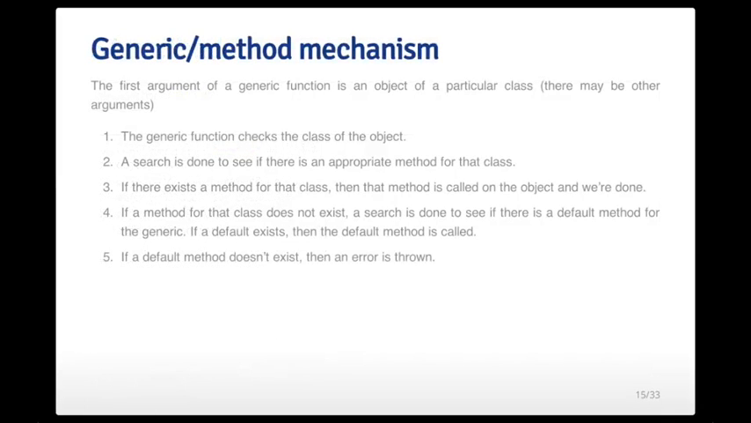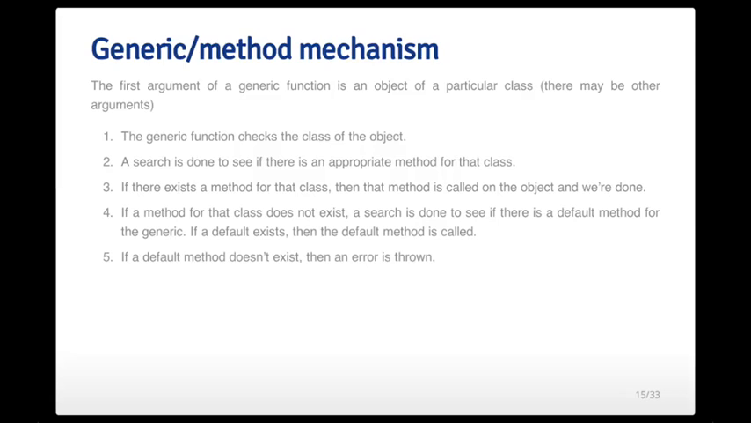The basic mechanism by which generic functions and methods interact with each other goes as follows. The first argument for any generic function is an object of a particular class. There may be other arguments, but the first argument is important. The way the process works is that the generic function will check the class of that object. It will essentially do a search to see if there is a method that is specific for that class. If there is a method for that class, then it will call the method on that object, and then the generic function's job is done. The method will do the rest of the work.